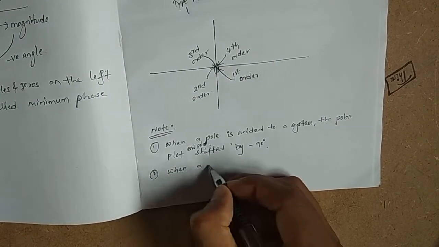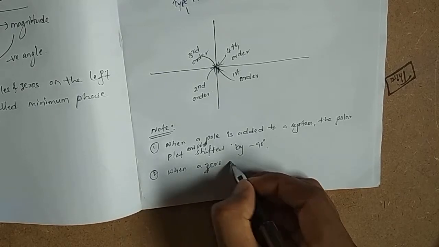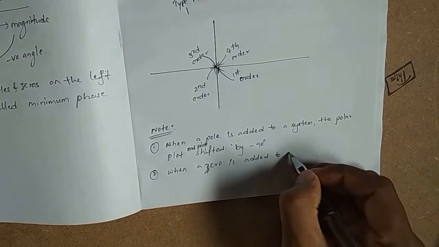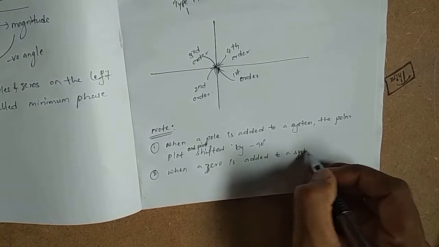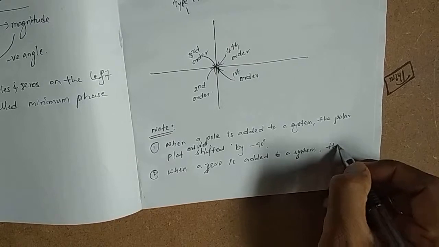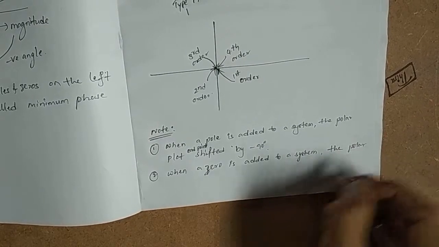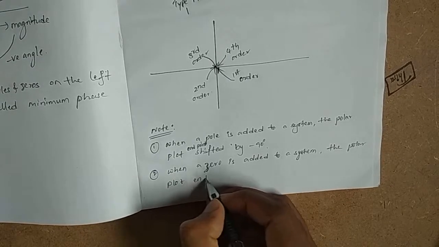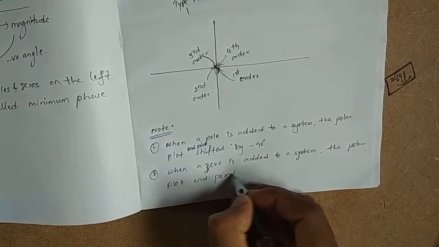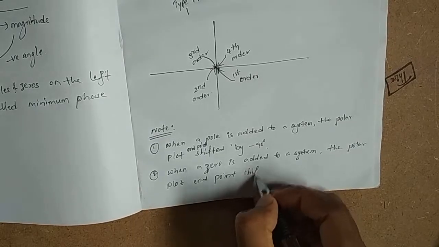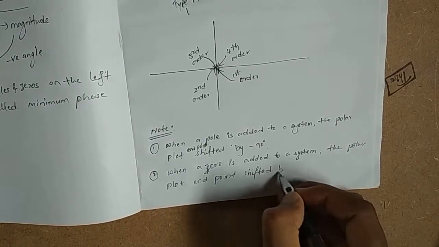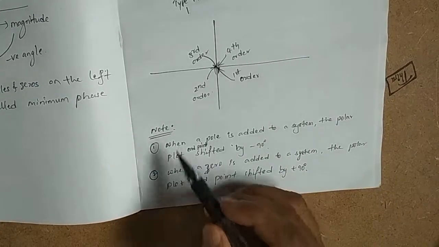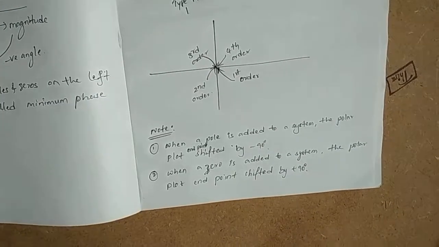When a zero is added to the system, the polar plot end point is shifted by plus 90 degrees. Minus 90 means clockwise, plus 90 means anti-clockwise.